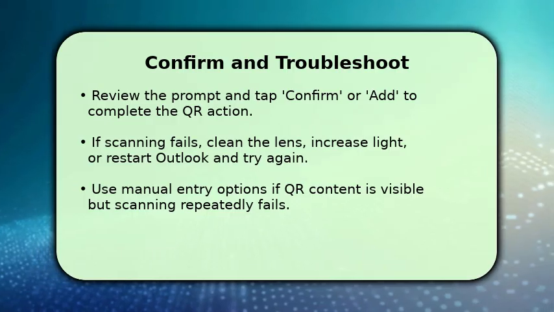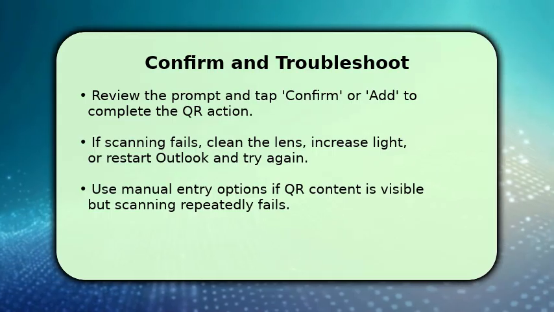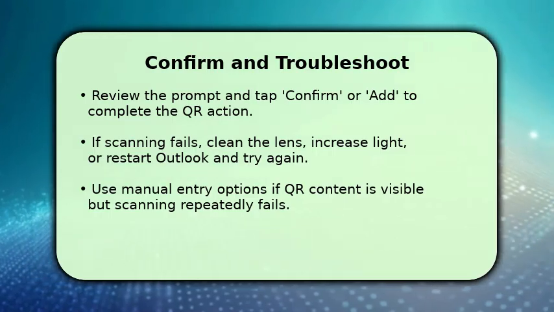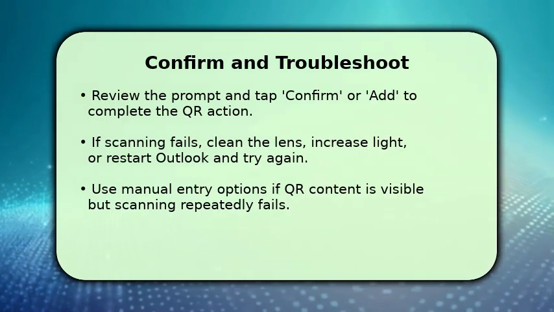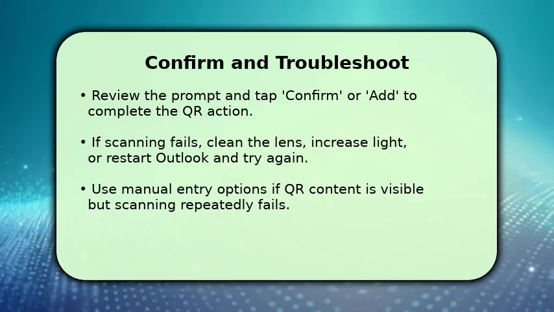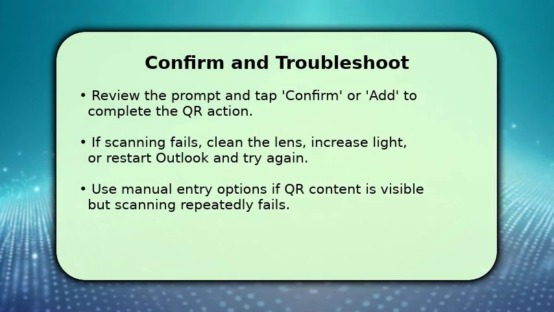If the scanner can't read the code, clean the camera lens, increase ambient light, or temporarily disable screen protectors that cause glare, then retry. If failures persist, close and reopen Outlook or use any provided manual entry option shown on the prompt. This fallback ensures you can complete the same task.